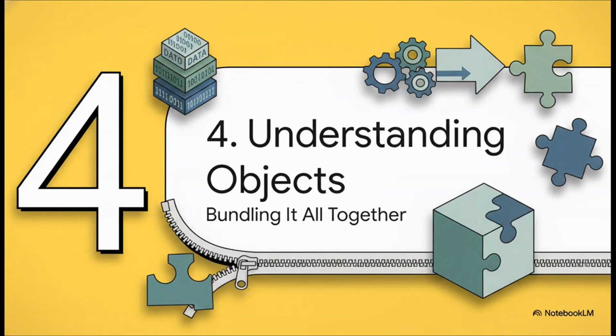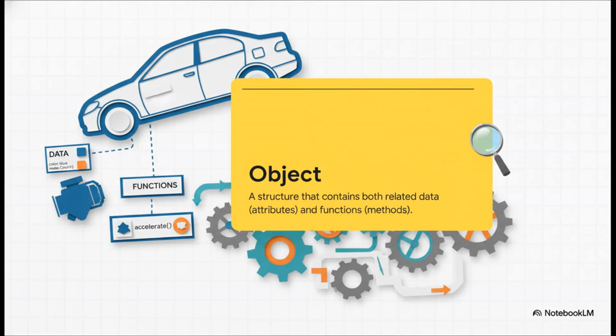Okay, we've covered storing data and writing reusable instructions. Our fourth building block, the object, is where we get to bring these 2 amazing ideas together into one seriously powerful package. I want you to think of an object as a blueprint. So a blueprint for a car, for example, has all the data about that car, its color, its make, its model, and it also has all the actions it can perform, like a function to start the engine or one to accelerate. An object is just a really powerful way to bundle related data and functions together.